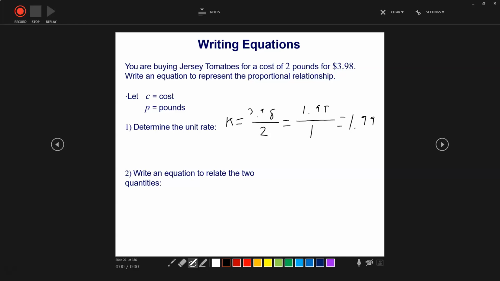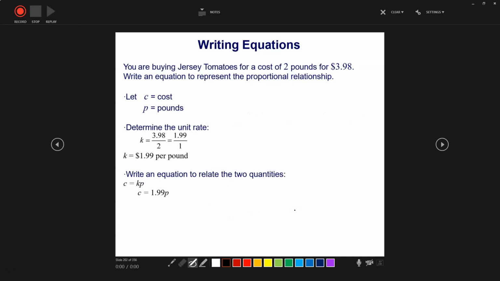Now let's write an equation to relate the two quantities. All right, so the cost, C, that's going to equal our unit rate times the pounds. All right, and now we know what our unit rate is, so we can stick that in there for K, and that is our final equation. C equals 1.99 P.